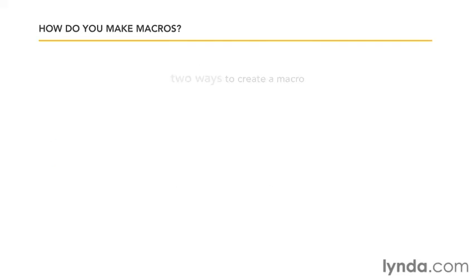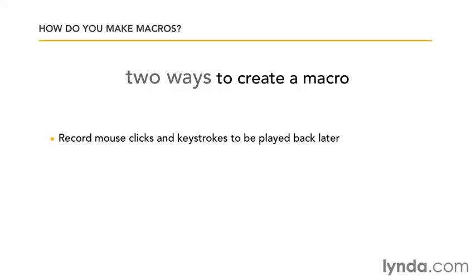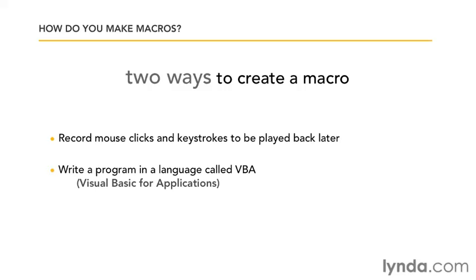Well, how do you create a macro? There's two basic ways. One way is that you can record your mouse clicks and keystrokes, kind of like recording a TV program and then playing it back. The other way is that you can write the program in a language called Visual Basic for Applications, or VBA for short. It's a language that Microsoft developed to be used inside of Microsoft Office.